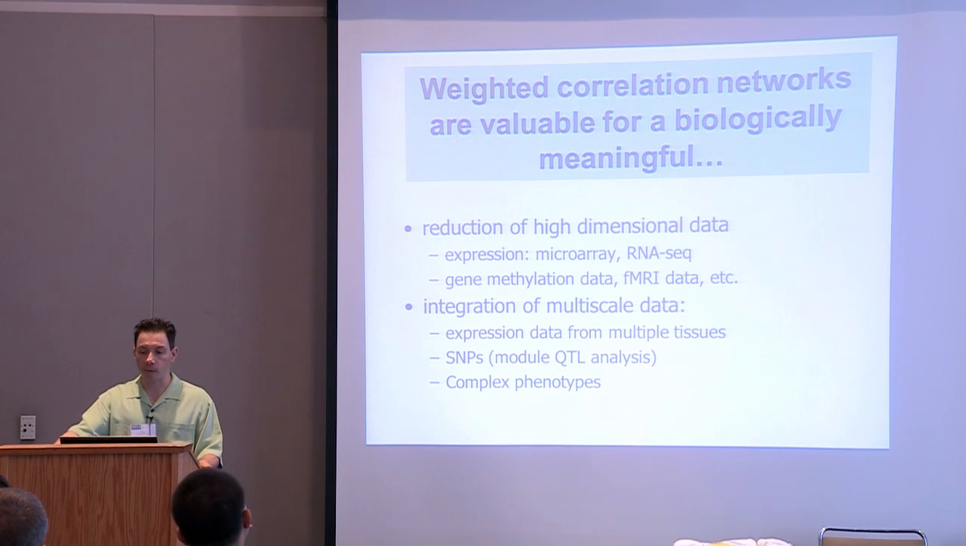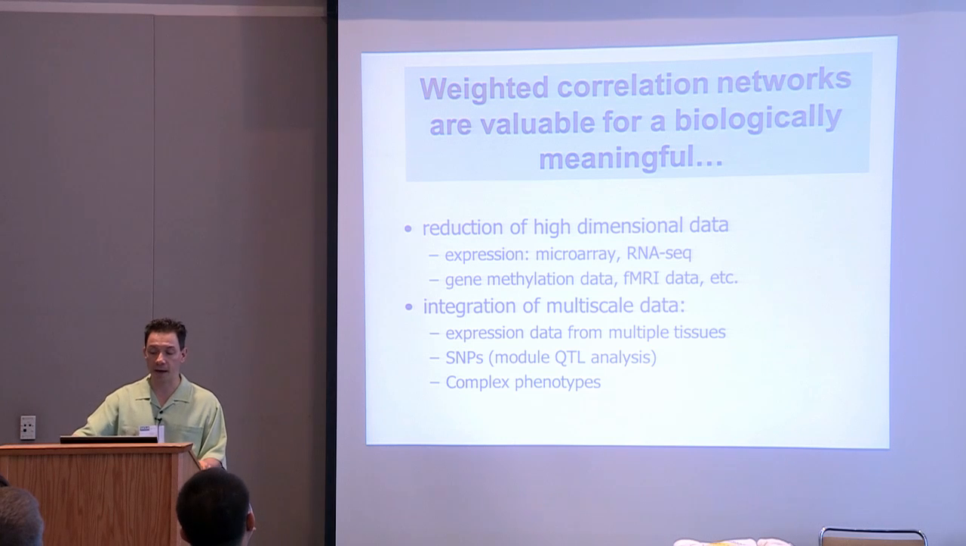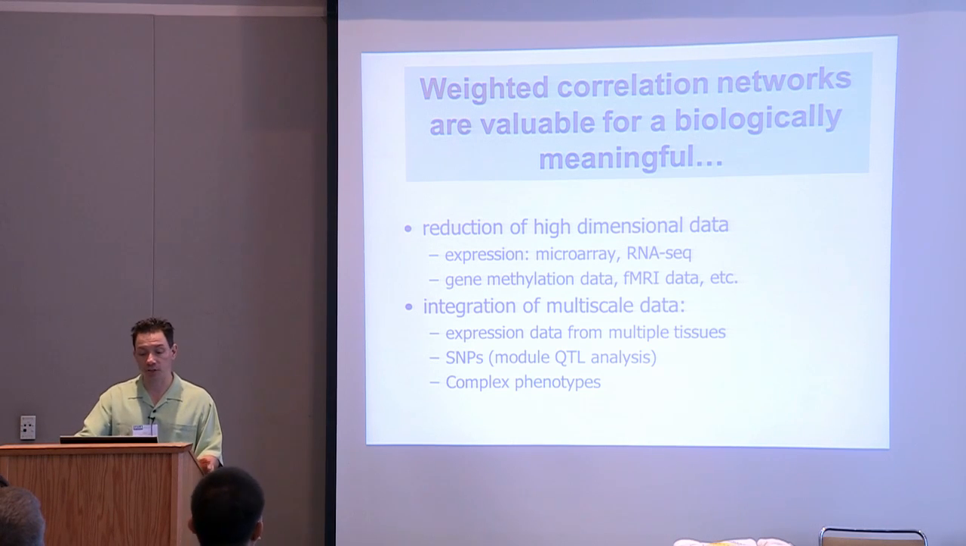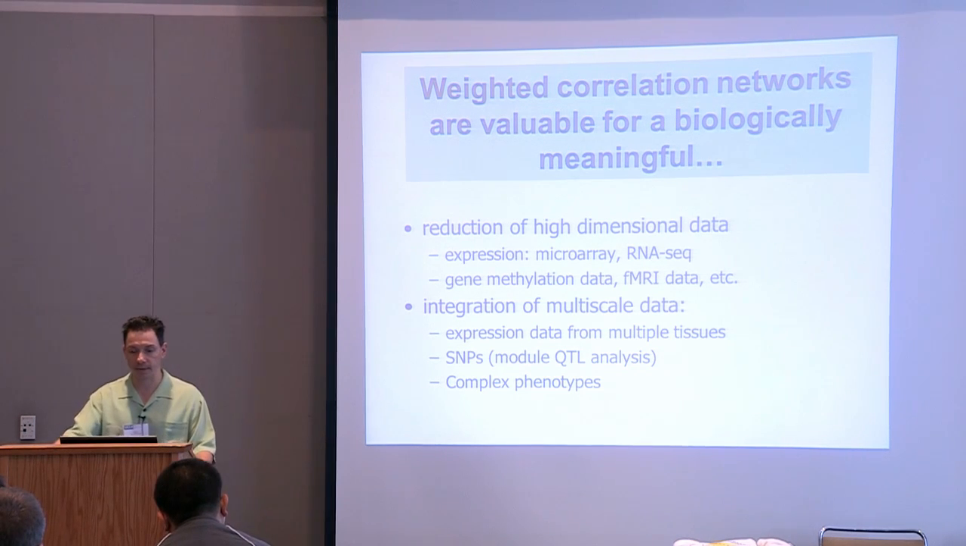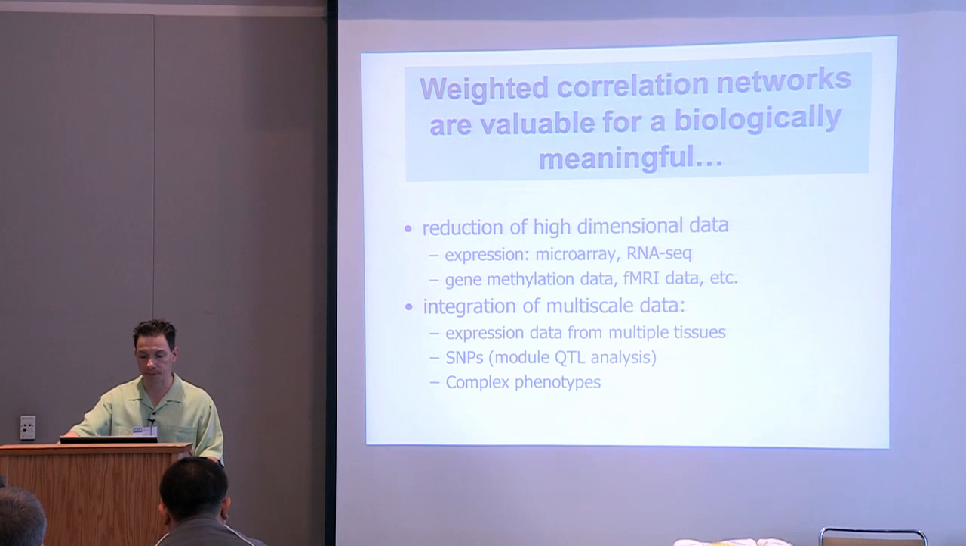So these weighted correlation networks are valuable for a biologically meaningful reduction of high-dimensional data. I mentioned gene expression data, not only microarray data, but many people have used these methods with great success on RNA-seq data. And also, they have proven their worth with gene methylation data. It turns out DNA methylation data show even more distinct module structures. CpGs are even more highly correlated than mRNAs and transcripts.